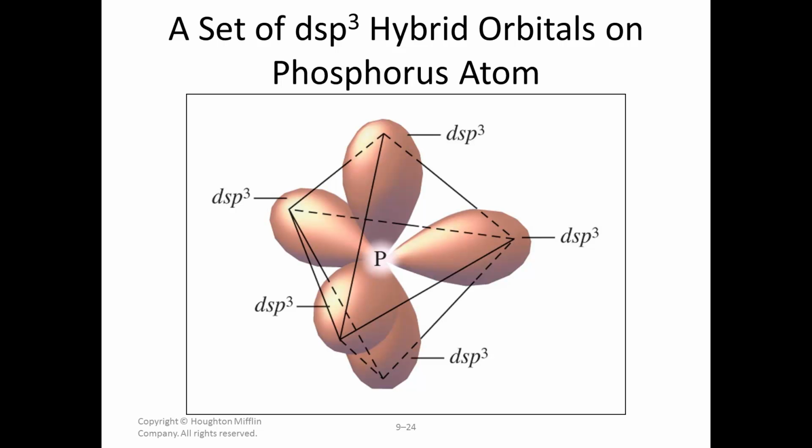Now let's look at a couple of atoms that we've seen to have expanded octets. In expanded octets, we need to have elements in the third period and below because these elements have available d orbitals. We need a d orbital in order to have 5 groups of electrons. We take a d plus an s plus a couple of p's, 3 to be exact here, and we get 5 dsp3 hybrid orbitals on our phosphorus.